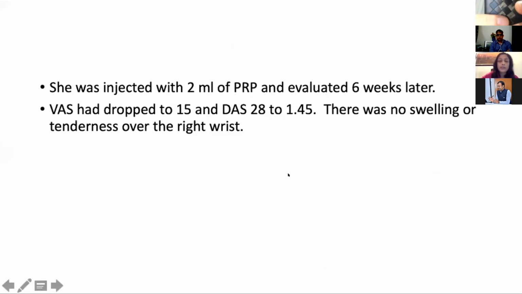So we injected her with PRP. We injected only 2 ml of PRP and evaluated her 6 weeks later. She actually had a very good response. Her VAS pain score dropped to 15. Her DAS28 score dropped to 1.45, which is clinical remission.